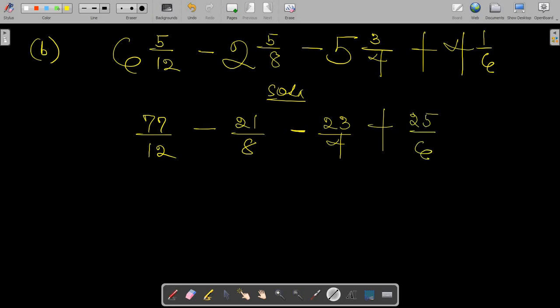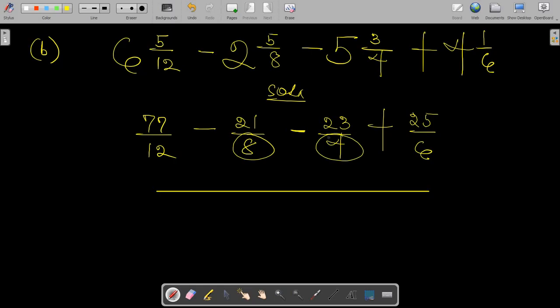What continues again? Let's look for the LCM. The LCM of 12, 8, 4, and 6 is actually 24. That's the LCM. So please practice the LCM before dealing with fractions. So 24 goes into 12, we have 2. 2 times 77, we have 154. You can check it using your calculator.